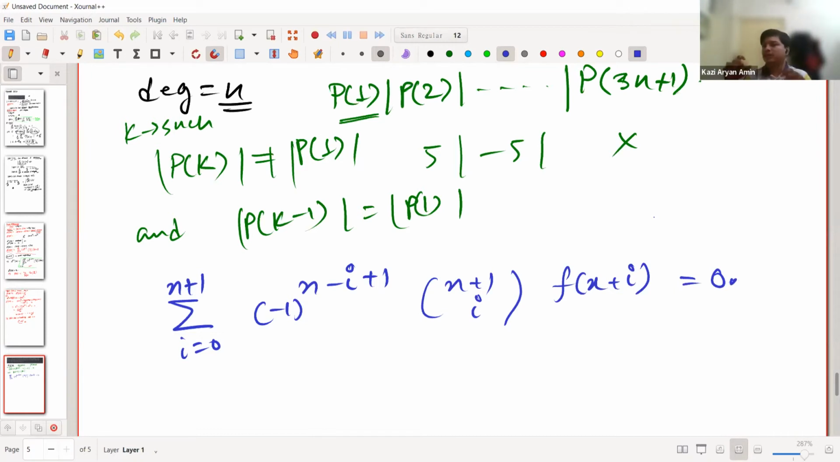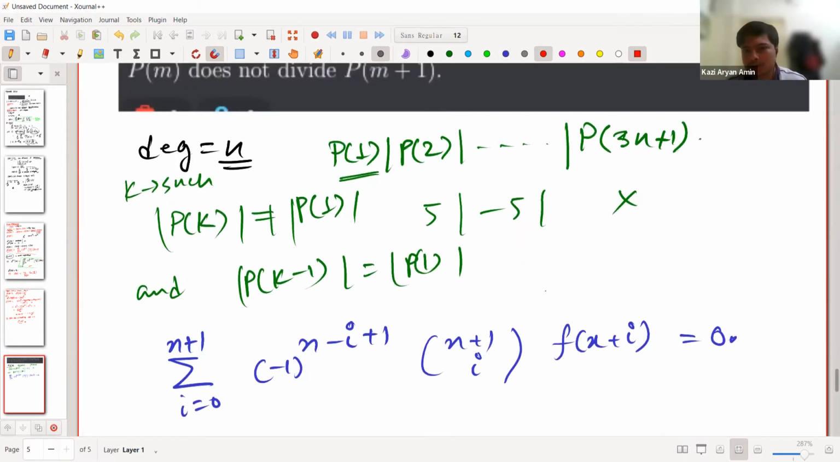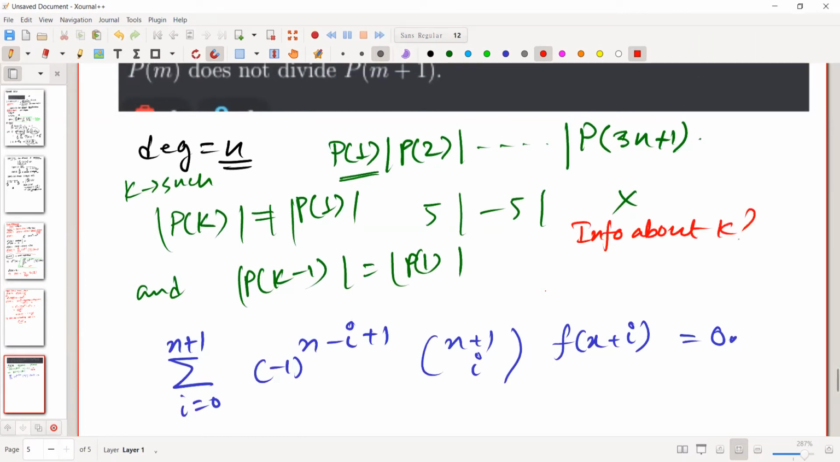So we are going to make a lot of use of this formula, and we are also going to take the values modulo P(k). Do we know any information about k? Can we have some bounds on k? Yeah, k will be less than or equal to 2 times the degree of P, plus 1, because 1 is different.